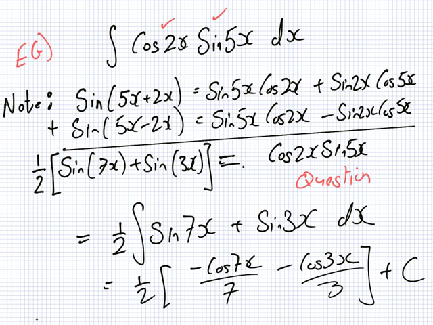Where does the 1 over 2 come from? Well, it was originally 2 cos 2x sine 5x on the right. Got that? Is that okay? Can you see the idea? We're using trigonometry rules to simplify it.